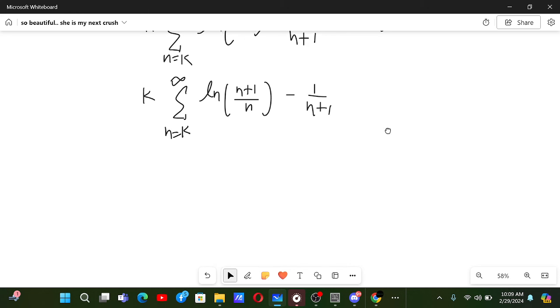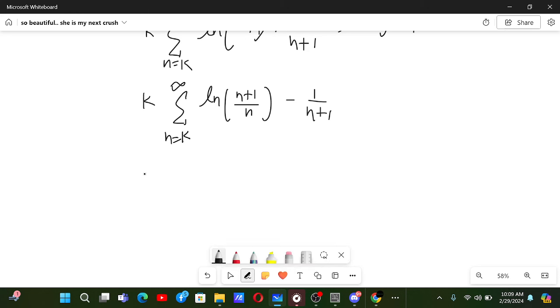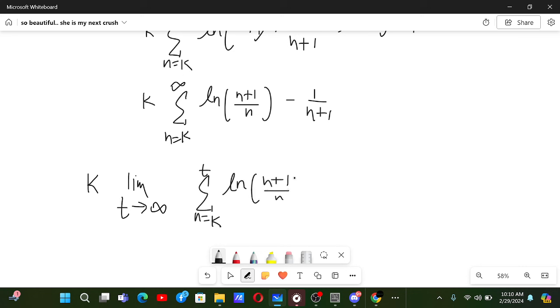Okay, so now what we can do is, this over here is going to simplify, but let us say the limit as t goes to infinity of the sum from n equals k to t, because I'll tell you in some time, of ln of n plus 1 by n minus 1 by n plus 1.